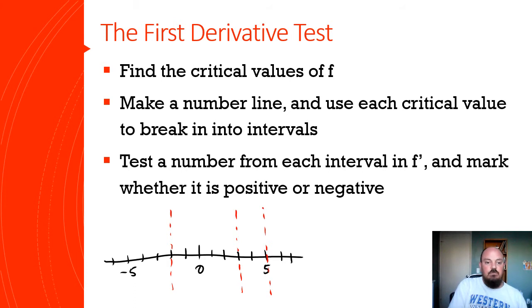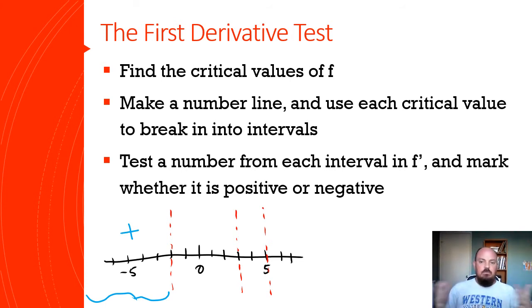So my first interval is everything over here. Basically everything less than negative 2. So I can pick any number I want over there. I can pick negative 4, negative 5, negative 100 million, anything less than negative 2. So let's say I plug in negative 5 and I get a positive answer. So I'm just going to put a plus here to show that the derivative is positive in that interval.